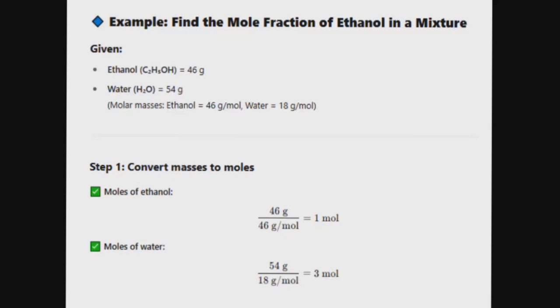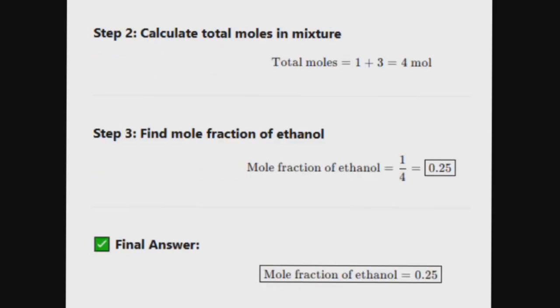Then you calculate the total moles in the mixture. Remember what I said about calculating this. So total moles will be what you get from the first one, the second one, the third one, and so forth. After calculating it, you find the mole fraction of ethanol, or if you have to find the mole fraction of water, which is 3/4, or the mole fraction of ethanol, which is 1/4, 0.25. So the mole fraction of ethanol is 0.25.